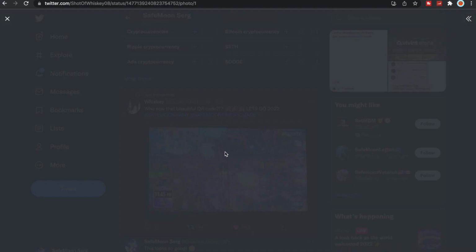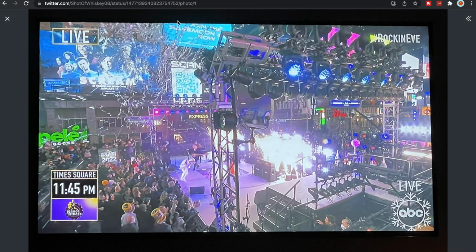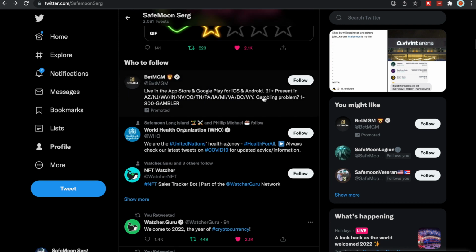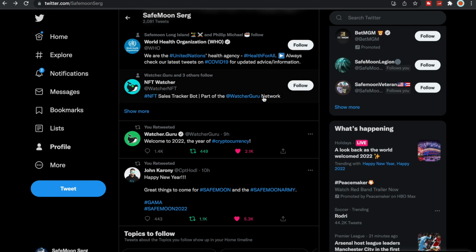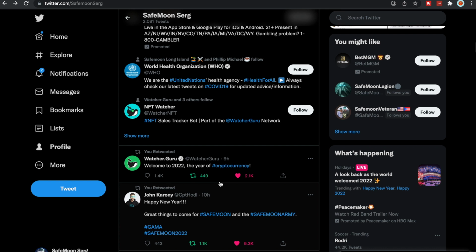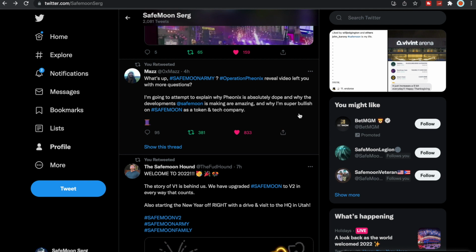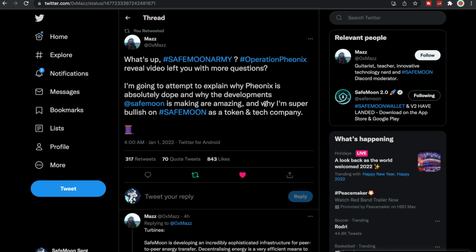Here is the scan. You could see Safemoon Army right there. And this was actually playing, I think, when Journey was playing Don't Stop Believin', which I thought was really cool. So we saw this as well. And then Safemoon Hound gave us this morning. This is one thing I want to read here. I think this is very, very crucial here.